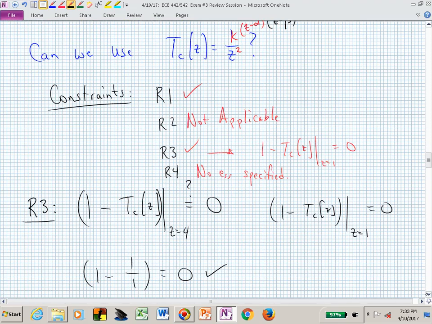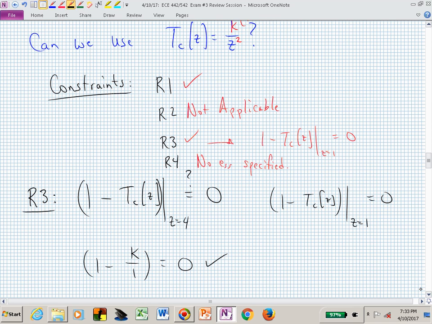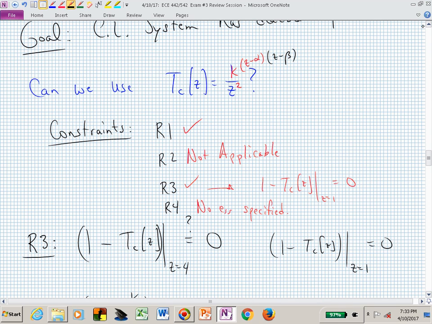In our case, if we looked at k over z for this original piece, now I'm sort of back to this situation.